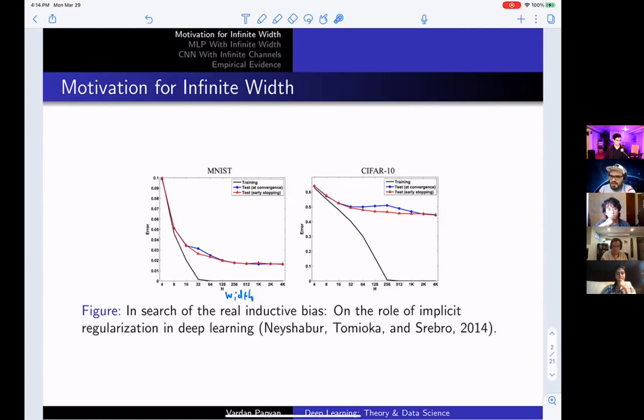So this serves as a motivation for going beyond 4K all the way to infinity. What's the difference between 4,000 and infinity? Very little, right? And so what we're going to do is investigate what is happening once we literally get to infinity.